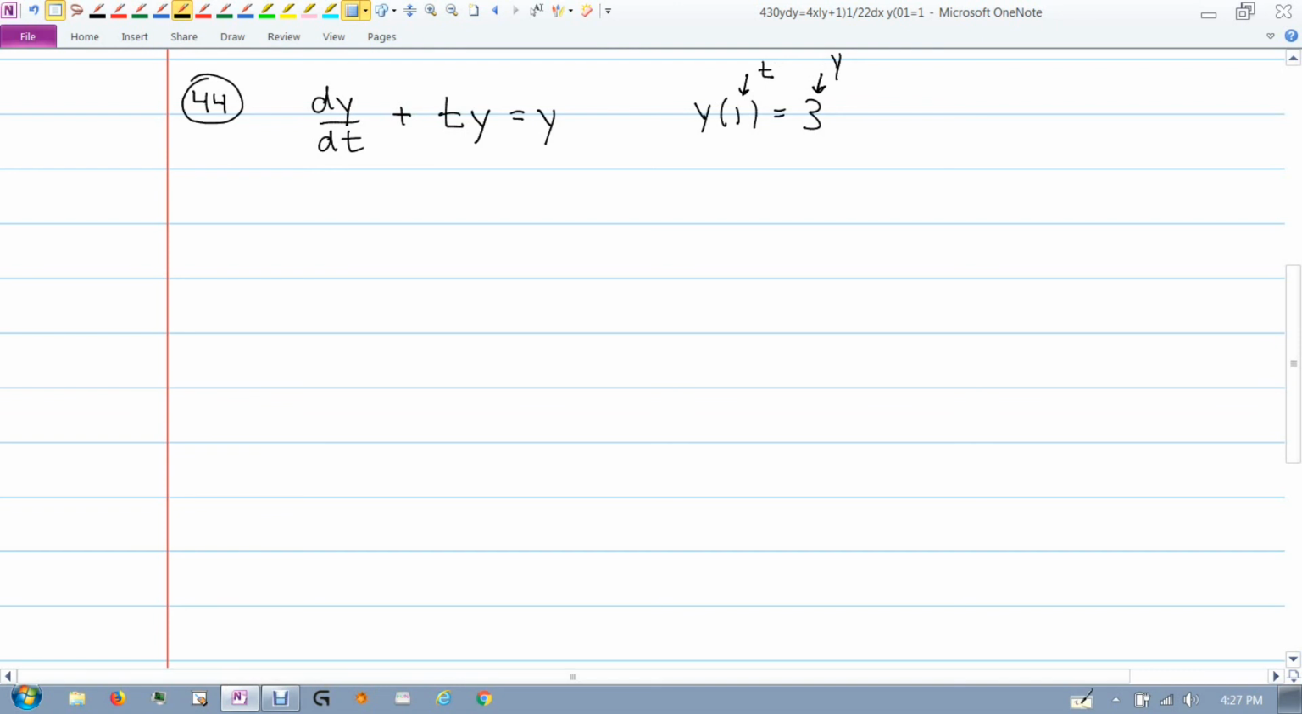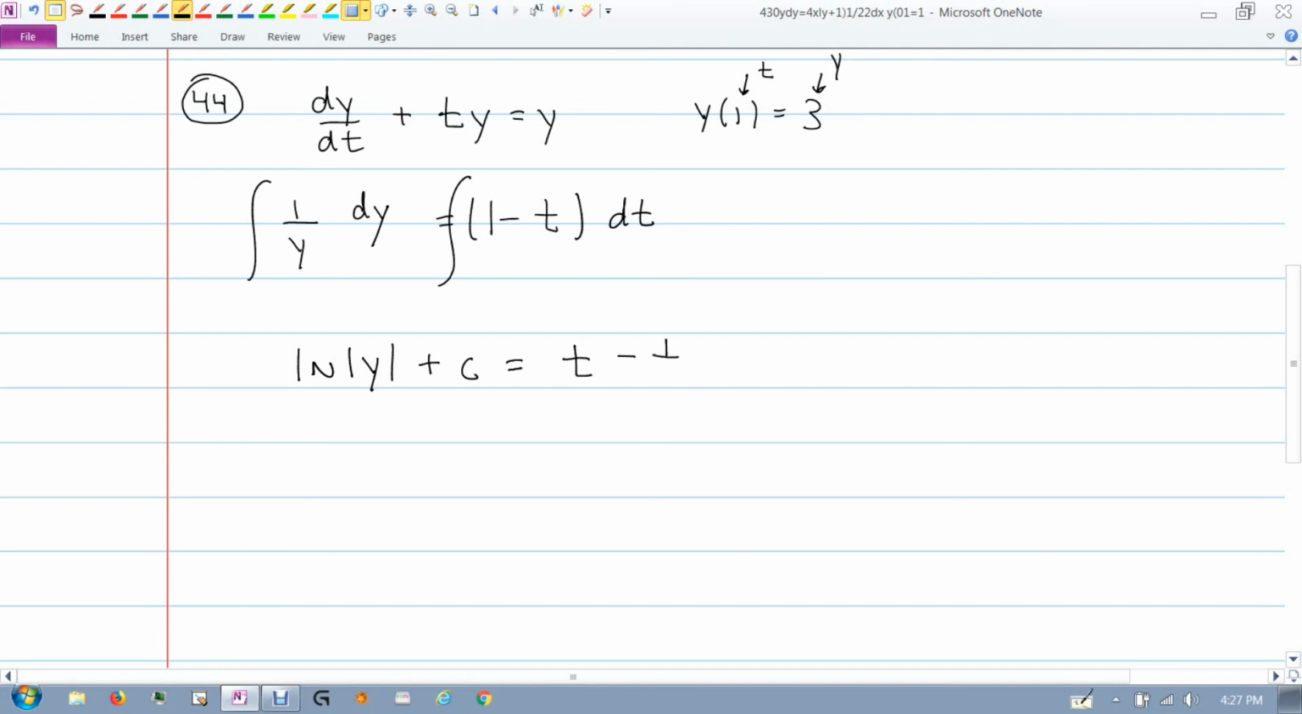So how about we divide everything by y first? So 1 over y dy dt plus t equals 1. And then how about moving the t to the other side? So that becomes 1 minus t. And then what about we multiply both sides by dt? All right. So now what we can do is just integrate each side. This looks like a pretty straightforward integration: natural log of y, plus some constant, equals t minus 1/2 t squared.